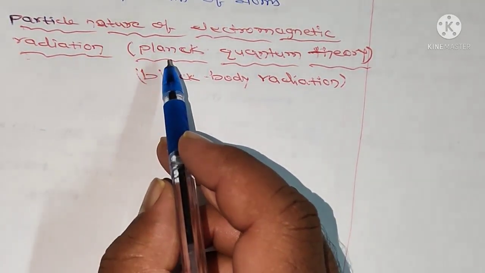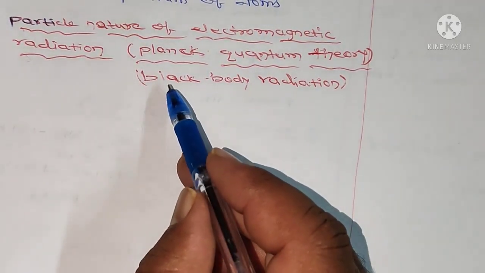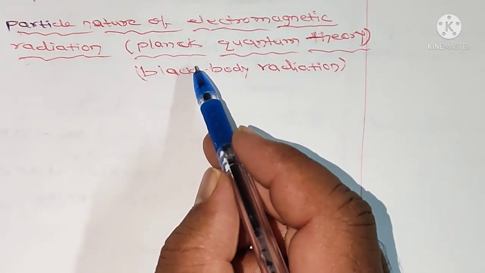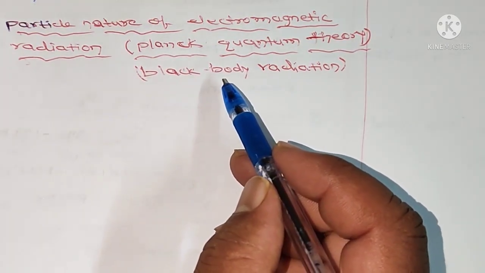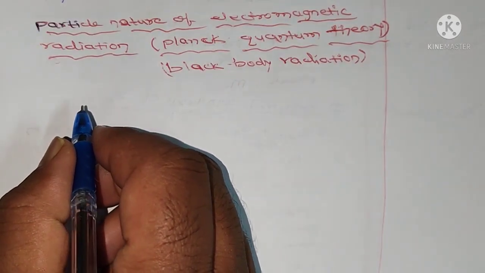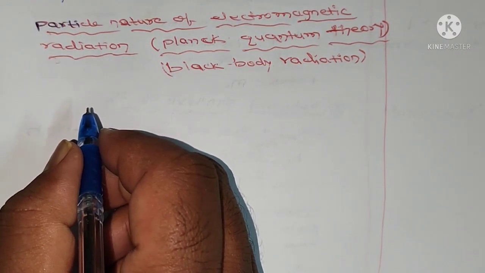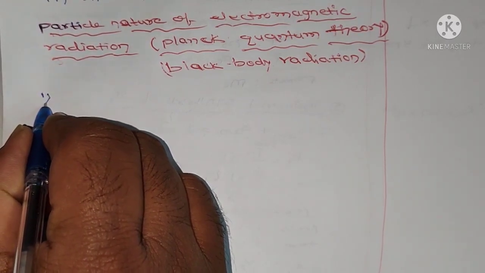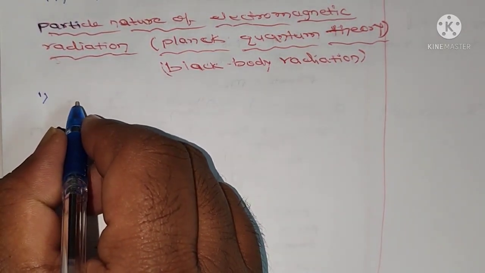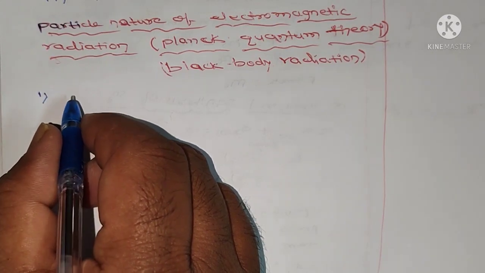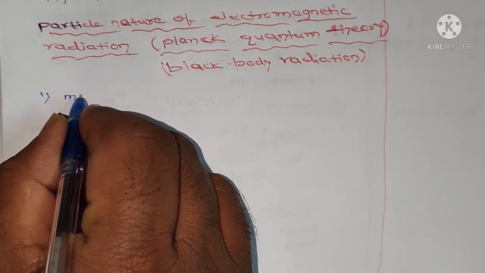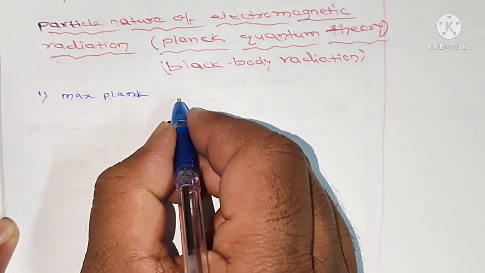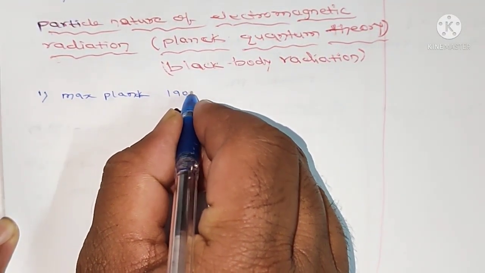Next one, particle nature of electromagnetic radiation, Planck's quantum theory and black body radiation. Let us discuss the key points of Planck's quantum theory. Max Planck introduced the quantum theory in 1900.